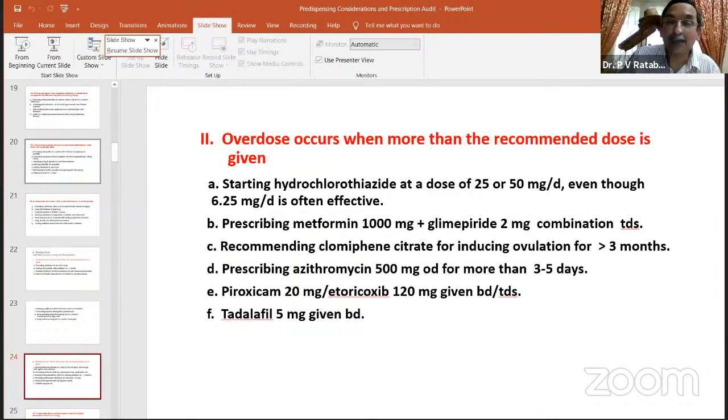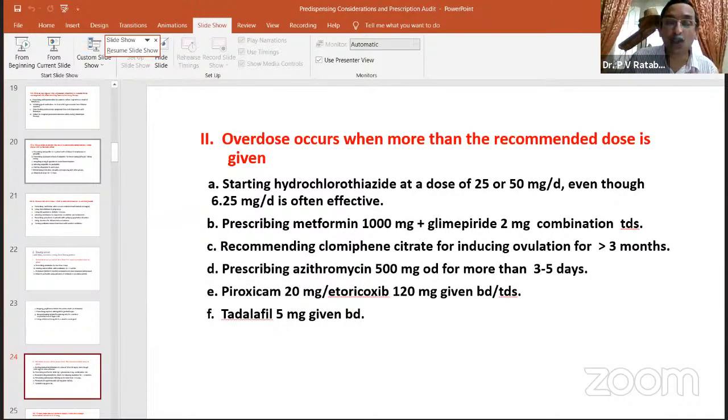Prescribing azithromycin 500 milligrams once daily for more than 3 to 5 days. It is not like other antibiotics. Earlier, the dose was only for 3 days, but now the current 2019 guidelines say, because of resistance coming up, you can give up to 5 days of azithromycin daily.